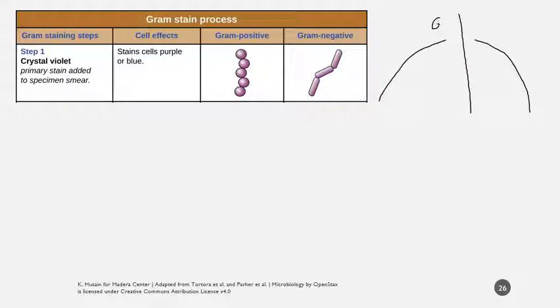So this is the gram-positive. This is the gram-negative. With the gram-positive, we have a thin membrane down here. We have a membrane down here as well for gram-negative. And then for gram-positive, there's that thick peptidoglycan layer. For gram-negative, it's a very thin peptidoglycan layer. And then for gram-negative, they also have an outer membrane.